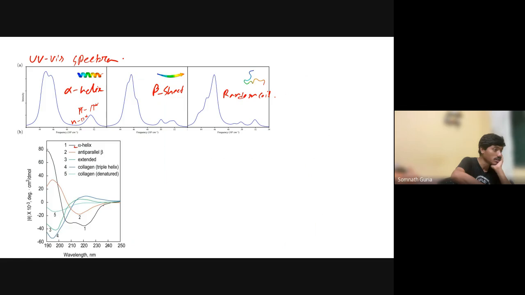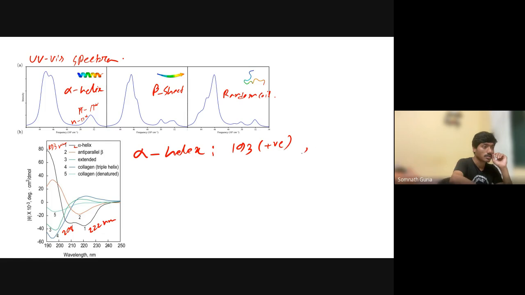The black one is the alpha helix, where one hump is at 222 nanometer, 208 will be another hump, and there will be another hump around the 193 nanometer region. 193 will be positive for the alpha helix. 208 is negative, and 222 is negative. This is the characteristic of the alpha helix.